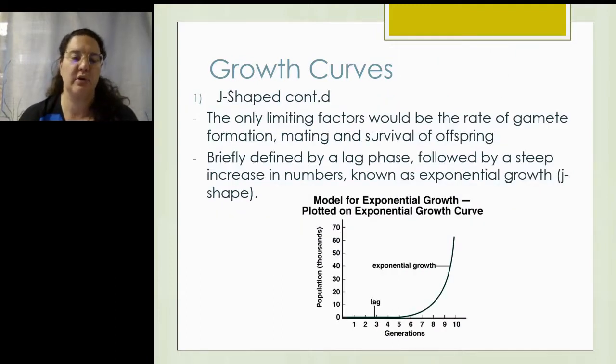This J-shaped curve has exponential growth, and the only factors limiting the rate of growth would be gamete formation and the survival of offspring. So how quickly can an organism reproduce and how many of its offspring are able to survive. So there's a lag phase at the beginning, followed by a steep increase of numbers once we hit that exponential growth stage.